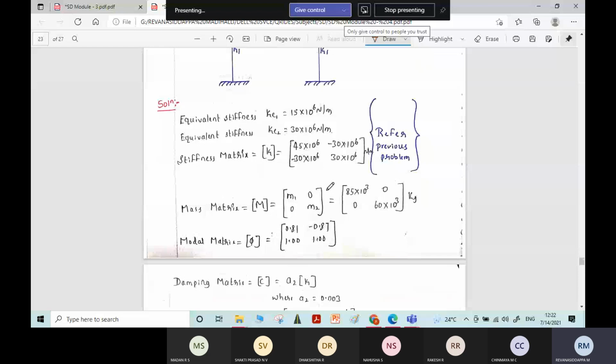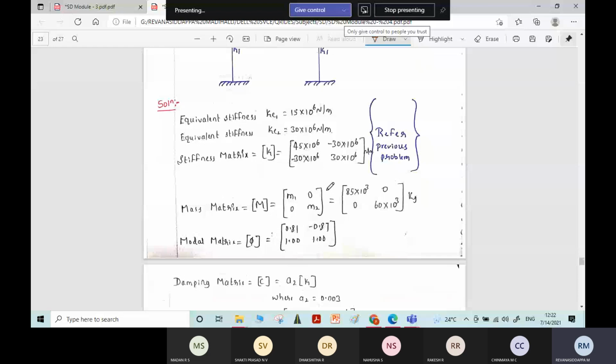In the problem, the condition is given that C is equal to A2 into K. A2 is given as 0.003, and by multiplying it with the stiffness matrix, you will get the damping matrix. Then to find the damping ratios, follow the steps: normalize the damping matrix to get C1 bar and C2 bar, normalize the mass matrix to get M1 bar and M2 bar, and substitute into the damping ratio formula.